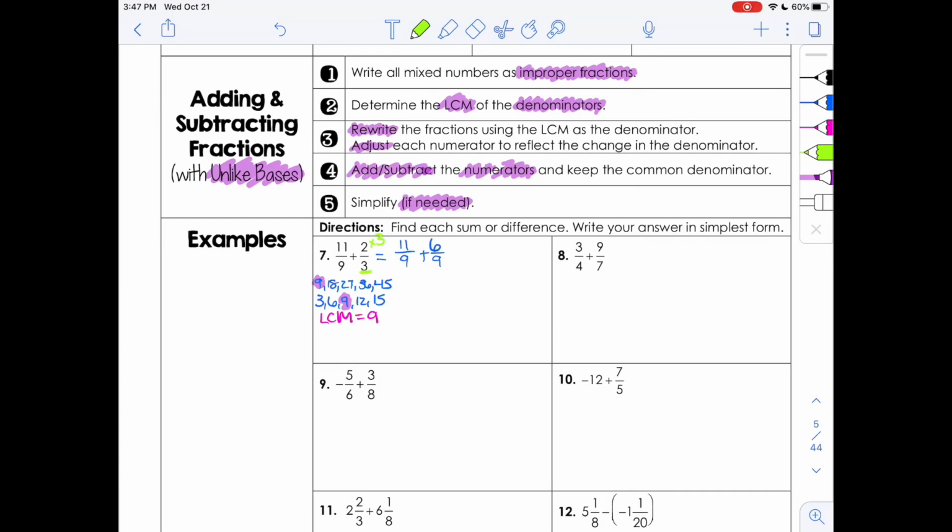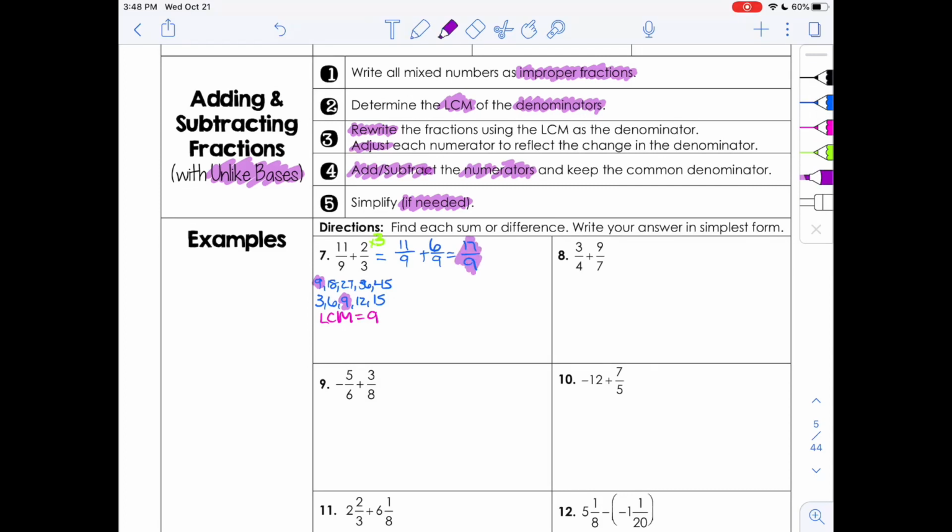Then we multiplied that times our numerator. And that gives us a new numerator that is equivalent to our old numerator. Now that we have like bases, we can add our numerators. 11 plus 6 is 17, and our denominator will stay the same. So 11 ninths plus 2/3 is 17 over 9, which cannot be simplified.